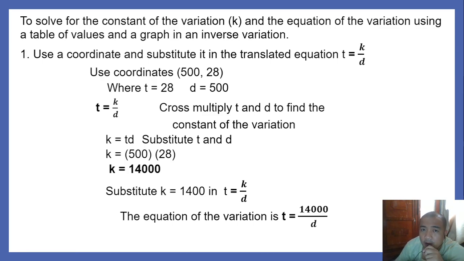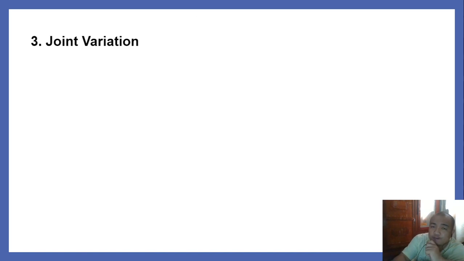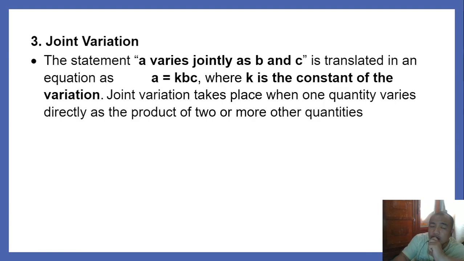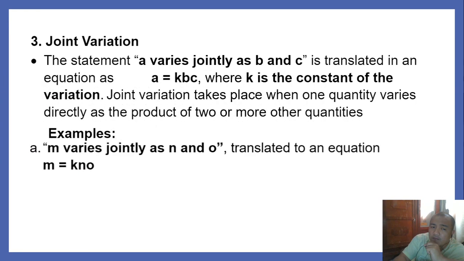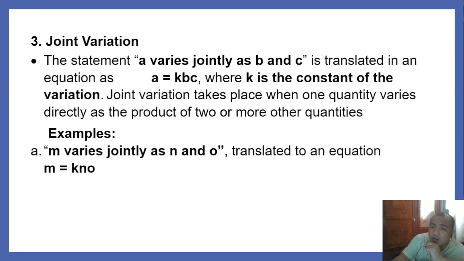So that's an example of an inverse variation. Let's proceed now to joint variation. The statement A varies jointly as B and C is translated in an equation A is equal to KBC, where K is the constant of the variation. So joint variation takes place when one quantity varies directly as the product of two or more quantities. Examples: M varies jointly as N and O. So when it's translated to an equation, M equals KNO.